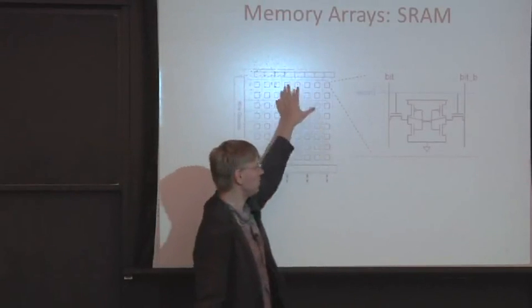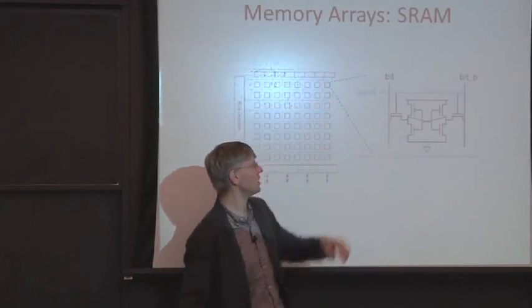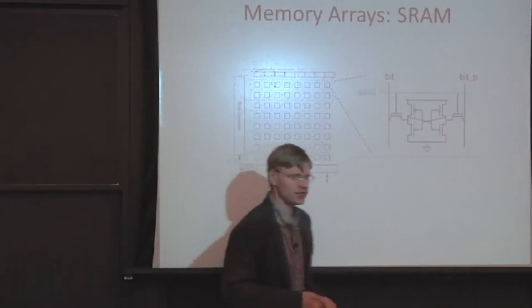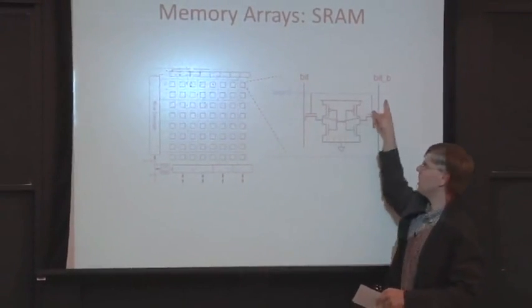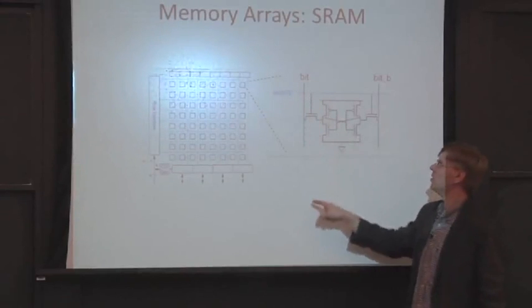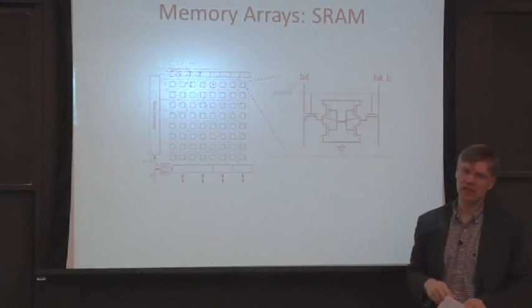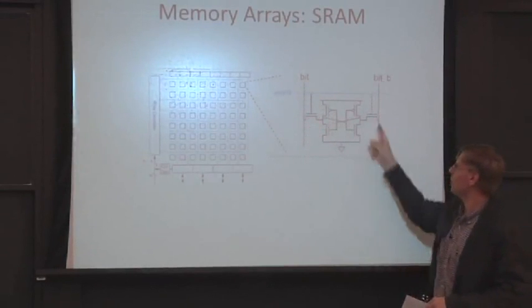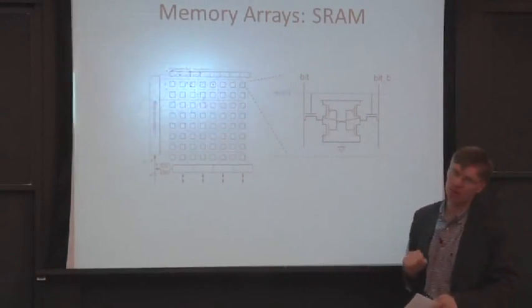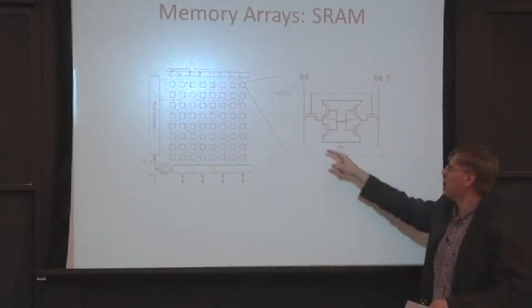Same structure. We're going to change the cell a little bit here. The main difference is in this cell, we're going to have two sets of bit lines. We're going to have bit and bit bar. And then we're going to have two pass gates here, and these are cross-coupled inverters in the middle.